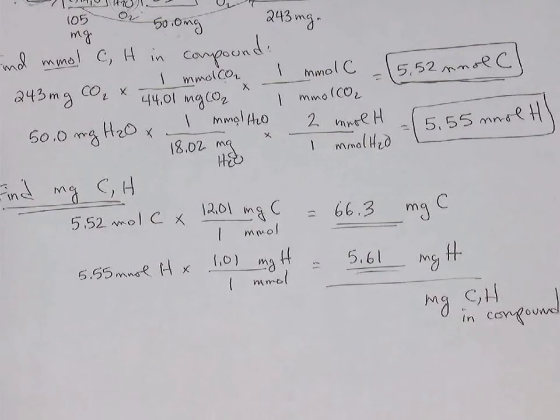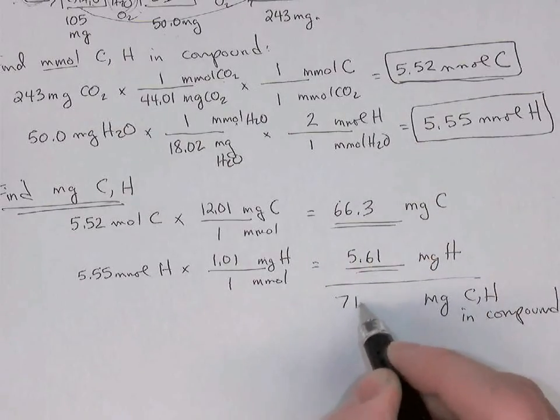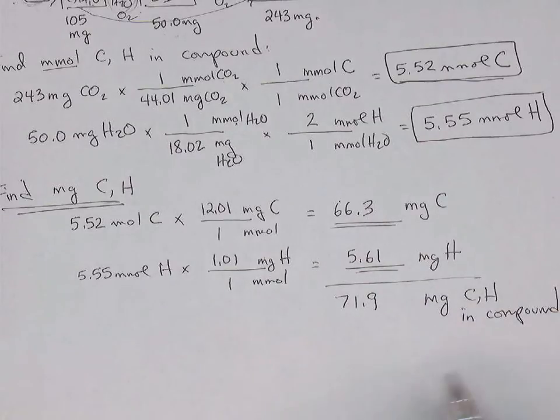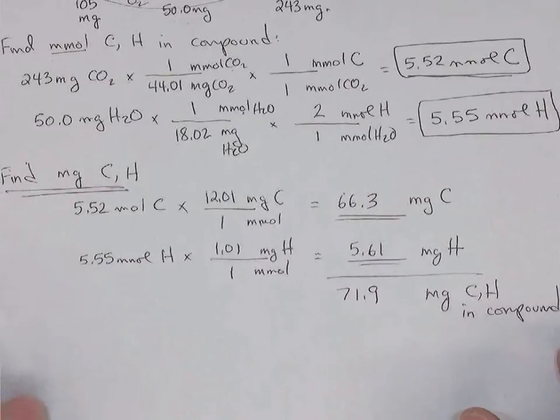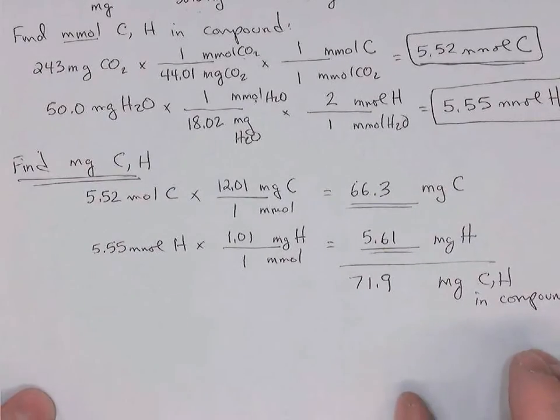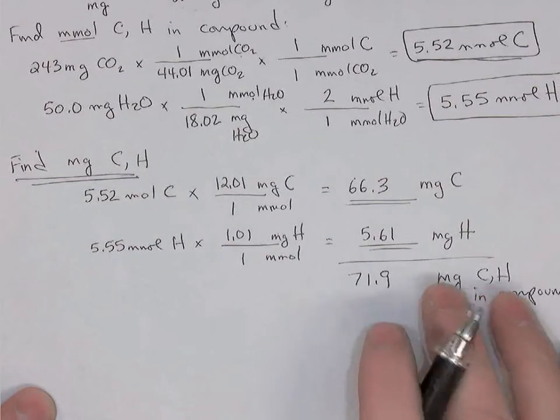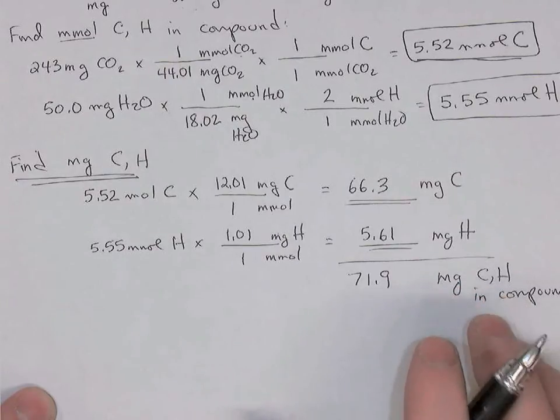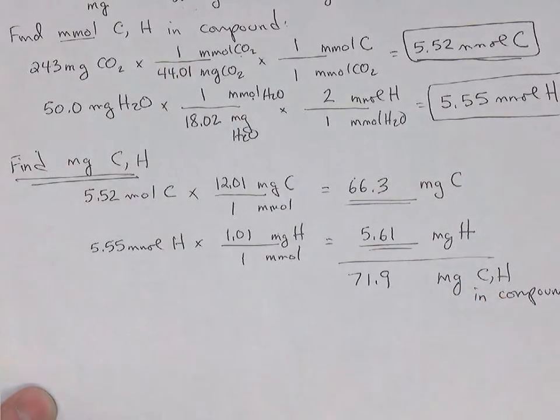So let's add them up. So 66.3 plus 5.61, rounding off to 1 decimal place, is 71.9 milligrams of carbon and hydrogen. Now pause the video and see if you can figure out what I'm about to do next. We know the mass of carbon and hydrogen that was in our compound. We were trying to figure out how much oxygen is in the compound. Can you figure out what I'm going to do now?